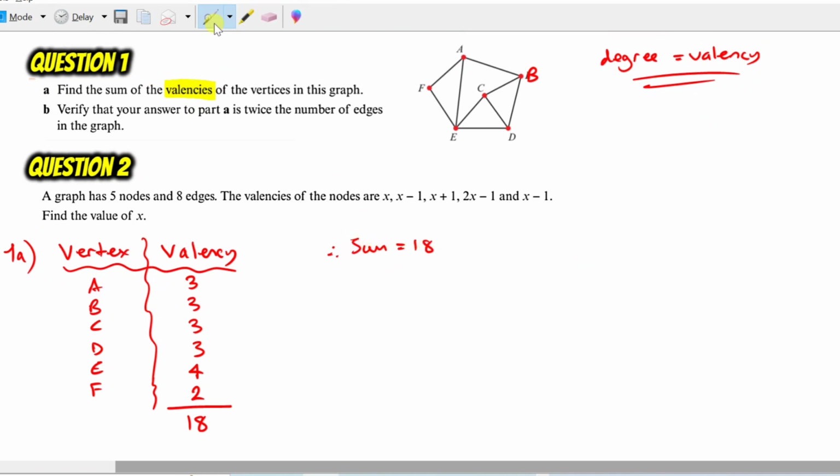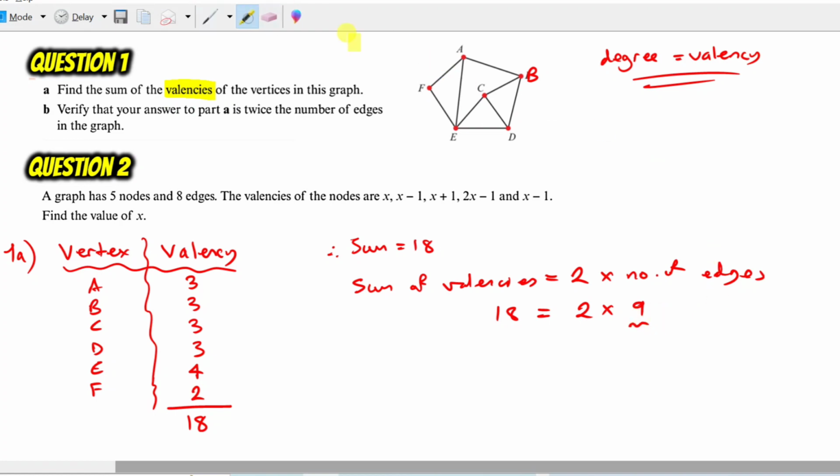That's all it is. Now part B, verify that your answer to part A is twice the number of edges in the graph. So this links to the sum of valencies, because the general formula is this. We need to know that the sum of the valencies is equal to 2 times the number of edges. So this is actually the general rule. Okay, so we know we have 18 here, must equal 2 times, so the answer has to be 9, but we did check it, yeah?